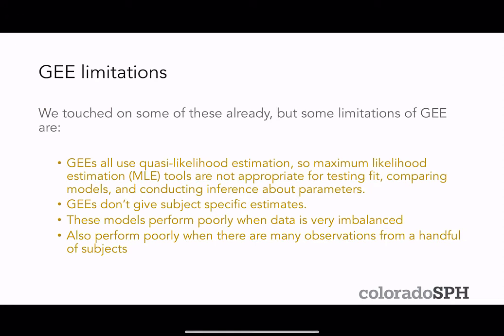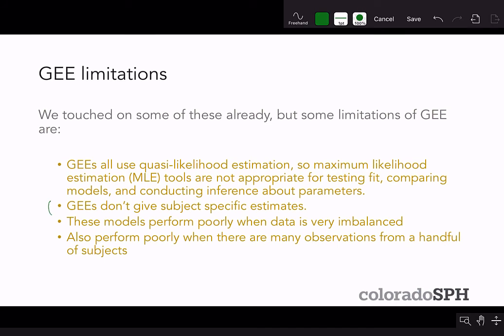And finally, I want to touch on some of the GEE limitations, some of which have been discussed briefly already. But basically, because GEEs all use quasi-likelihood estimation, maximum likelihood estimation tools won't be appropriate for testing fit, comparing models, and conducting inference about parameters. Another limitation is that GEEs, unlike LMMs, will not give subject-specific estimates. They will only give population-level estimates.